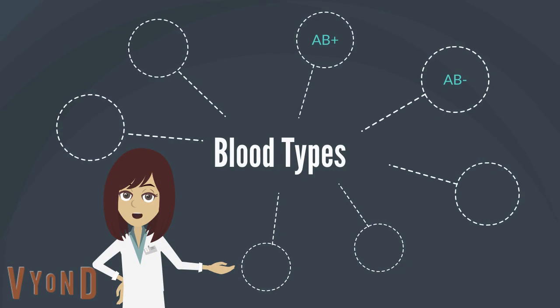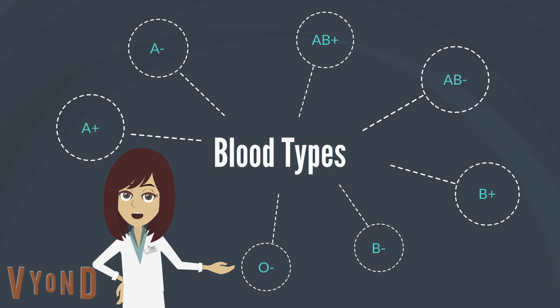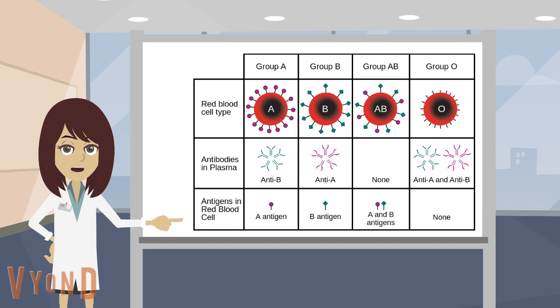Typing and cross-matches are performed before a transfusion takes place due to people having different blood types. A person's blood group is denoted by a letter and whether their blood is Rh positive or Rh negative. The letters are decided by the presence of different antigens on the surface of your red blood cells and the different naturally occurring antibodies that correspond with those antigens.